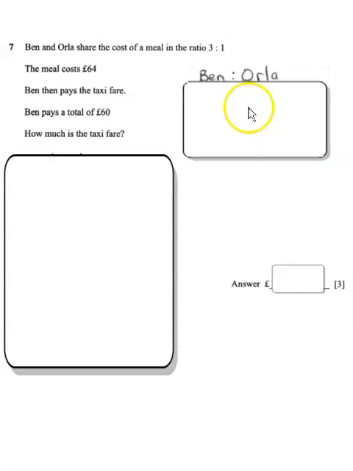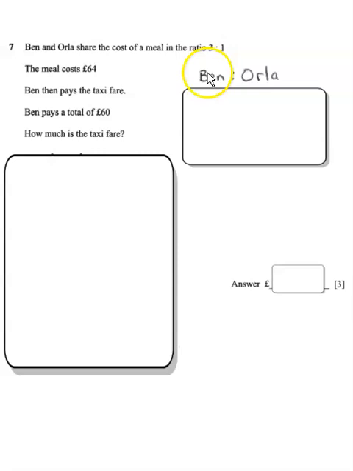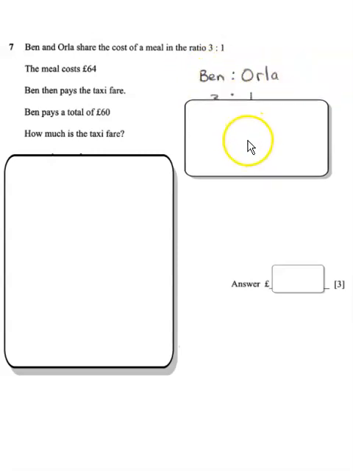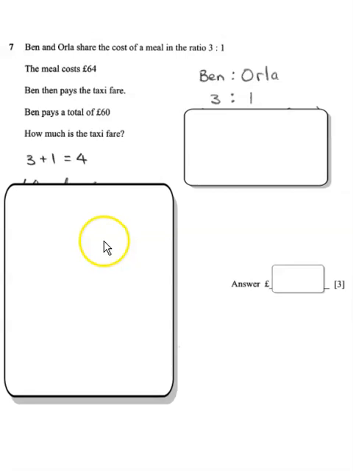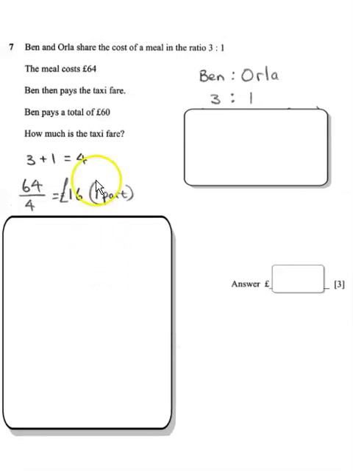So first of all, I've written Ben and Orla in this ratio here, and underneath it's 3:1 for each one. So the first thing we would do is add the two ratios up. So 3 plus 1 is 4, which gives us 4 parts. We take these 4 parts and we divide it with 64. So 64 divided by 4, which is £16. So for every part on this ratio, it's £16.